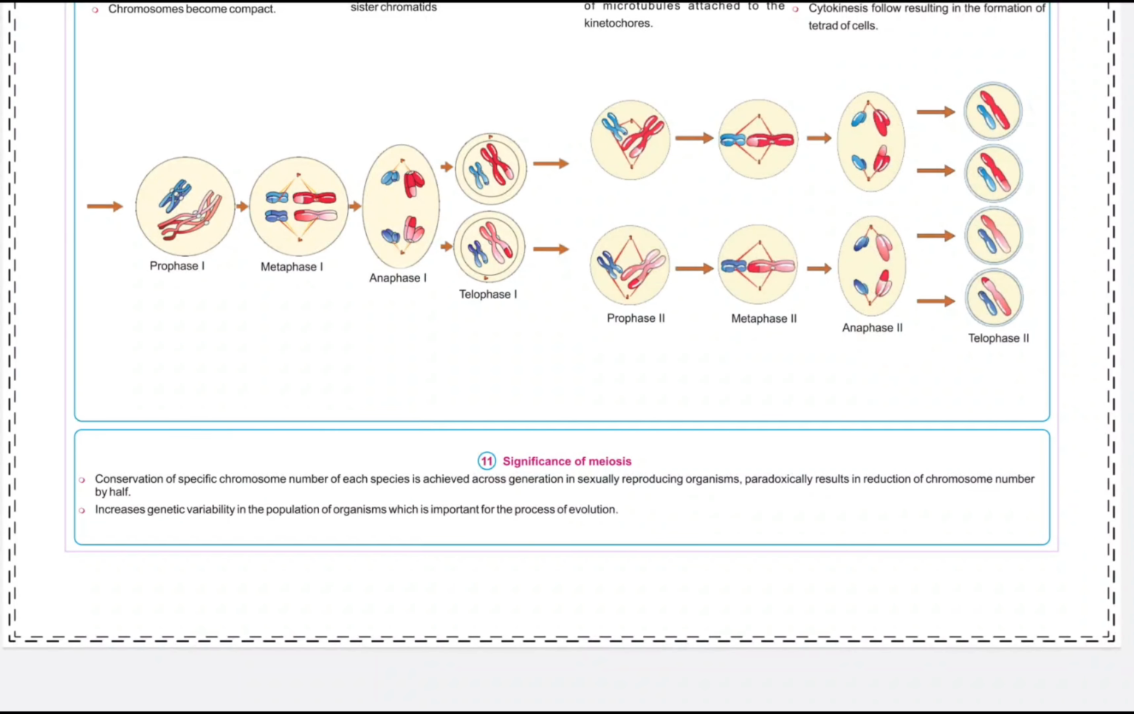Significance of meiosis. Conservation of specific chromosome number of each species is achieved across generations in sexually reproducing organisms. Paradoxically, it results in the reduction of chromosome number by half. It increases genetic variability in the population of organisms, which is important for the process of evolution.